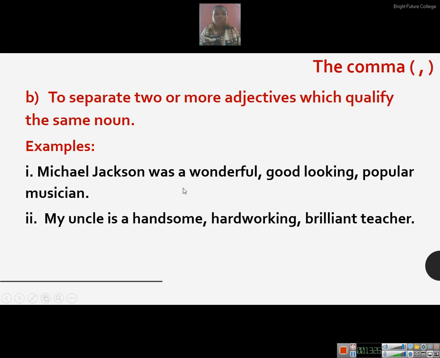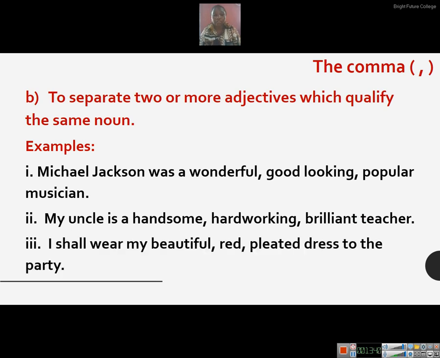So the comma is used to separate two or more adjectives which qualify the same noun. When you're describing one noun and you're using more than one adjective, you use the comma to separate those adjectives.